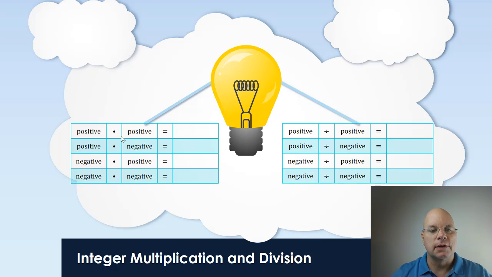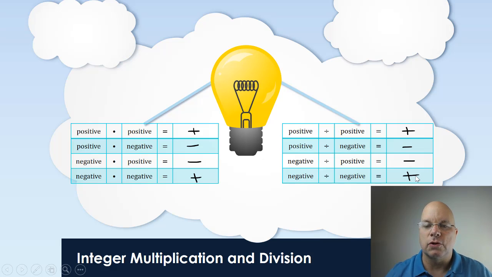If we look at these in table form, positive multiplied by positive, positive, positive multiplied by negative, negative, negative multiplied by positive, negative, negative multiplied by negative, positive. And the same rules apply to division, because division is just multiplying by the reciprocal. So this is positive, positive divided by negative, negative, negative divided by positive, negative, and negative divided by negative, positive. So those are all the rules.